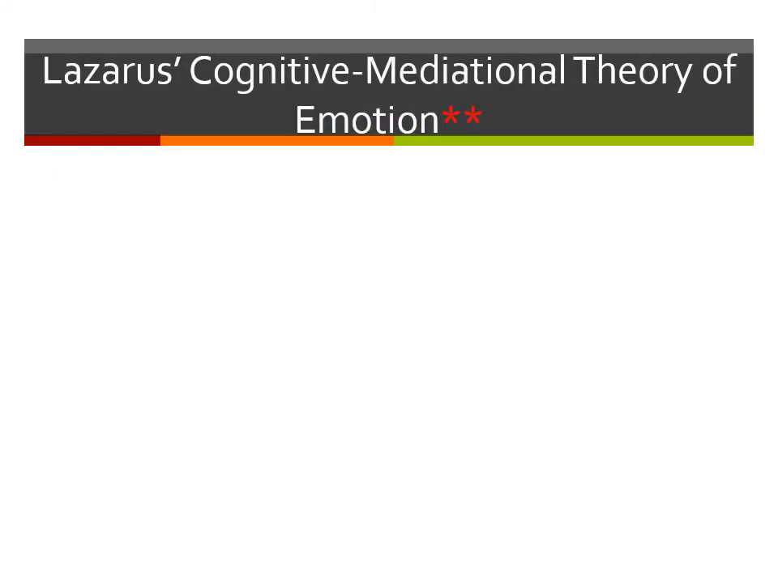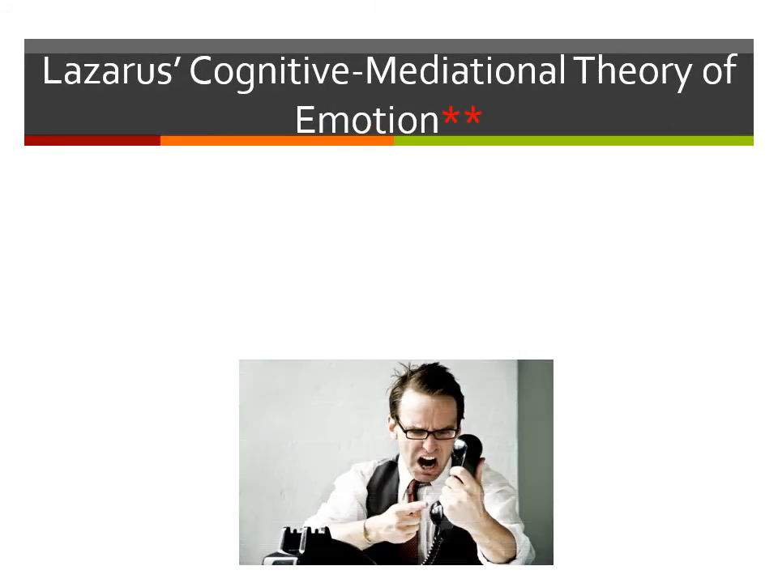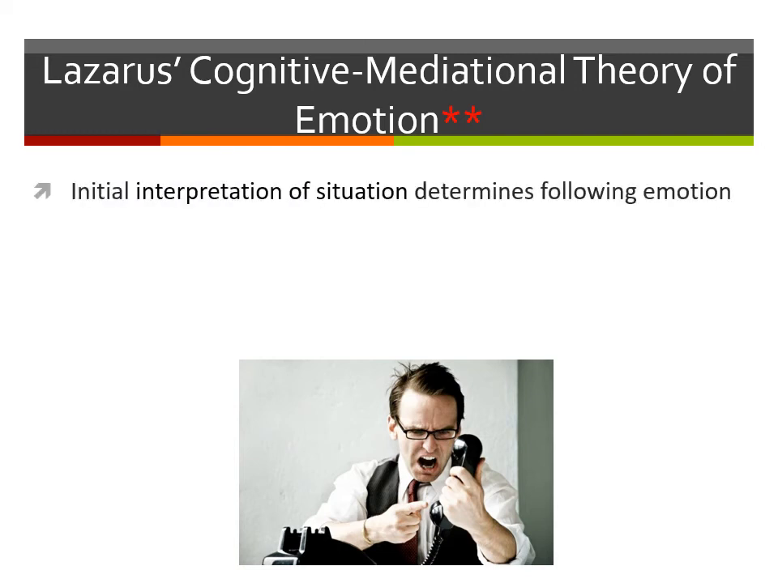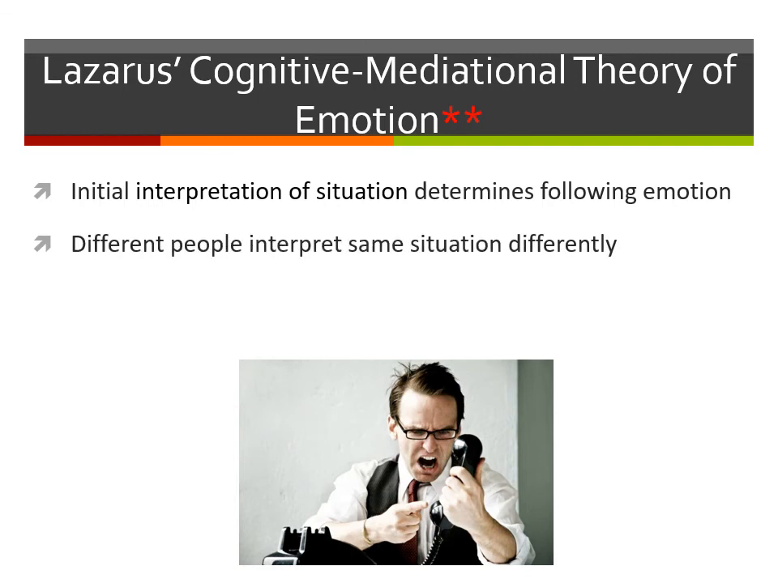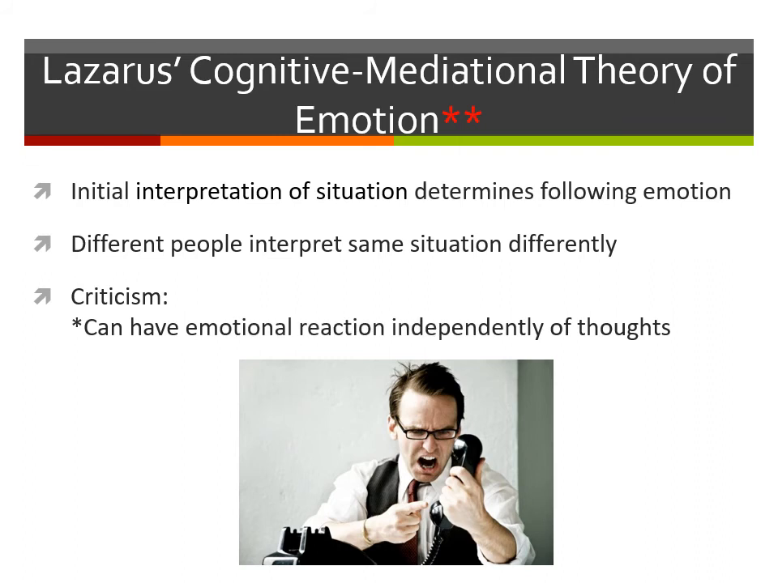All right, now let's talk about Lazarus. Lazarus developed from the two-factor and left out the arousal portion, since we know it's not necessary, especially after the criticism of the last one. He said, we saw a situation, interpreted it, and that determines the emotion felt. Everyone is different and can see the same situation and respond to it differently.